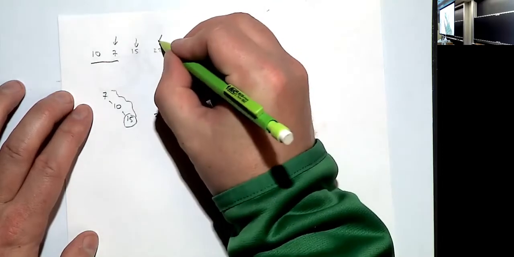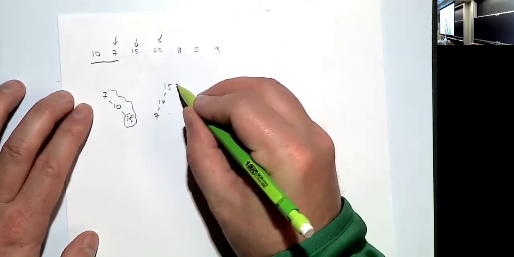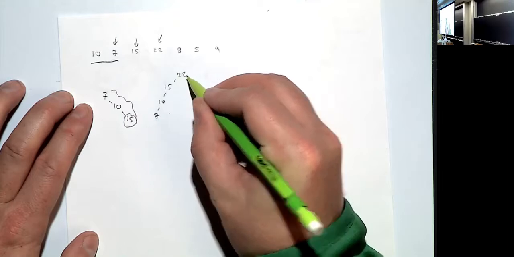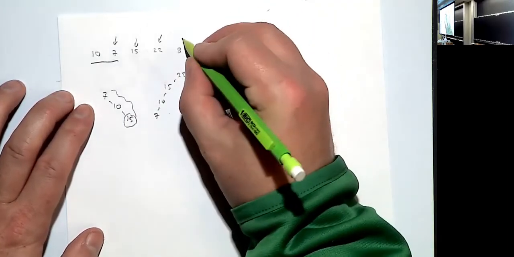Now we're going to put in 22. 22 would initially go here, but this would just give us a zig. So if you want to save a little bit of time, you can just do 22 is going to be the new root. Now we're going to put in 8.